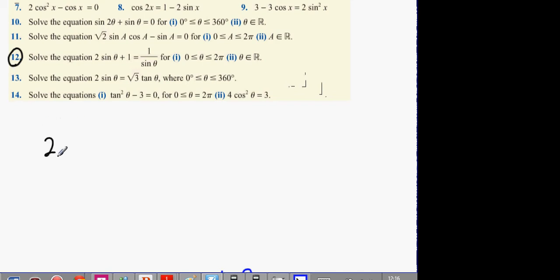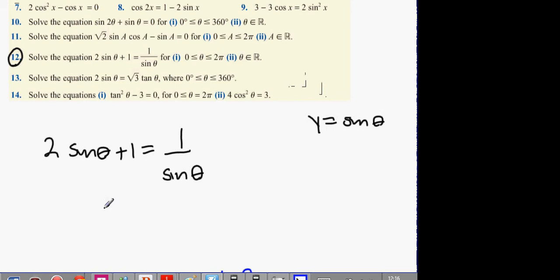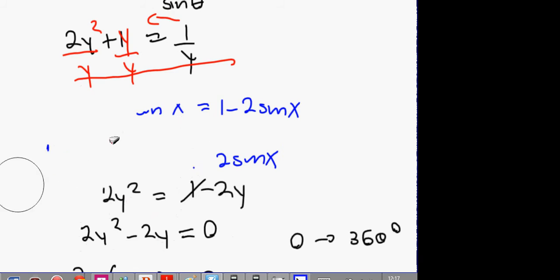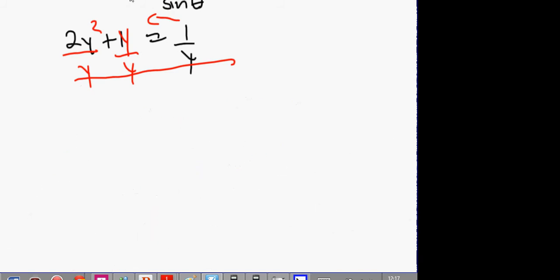Number 12. 2 sine theta plus 1 equals 1 over sine theta. So sine theta. What do we let sine theta equal? Y. And we're going to get 2y plus 1 equals 1 over y. Give them a common denominator of y. Y squared over y. It's going to be y over y. Cancel the y's. Bring over the 1. And what we get here is this, guys. What we're going to get is 2y squared plus y minus 1 equals 0.